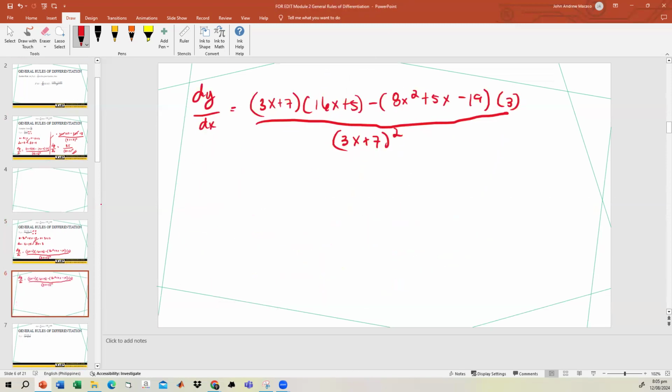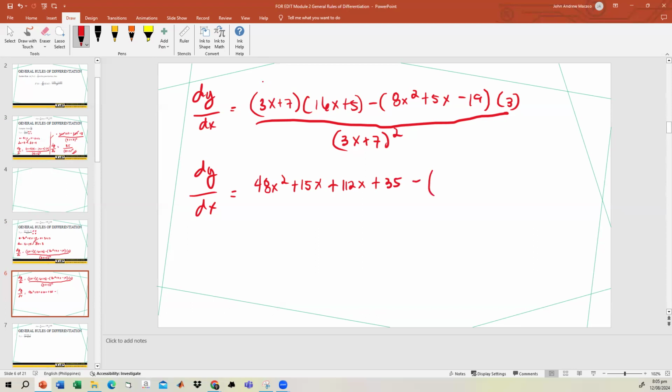Okay, so what will happen now is dy over dx will be equal to, using the FOIL method, what? So this will become 3x times 16x, that's 48x squared. 3x times 5, that's 15x. 7 times 16 is what? So that's 112x. Plus 35.